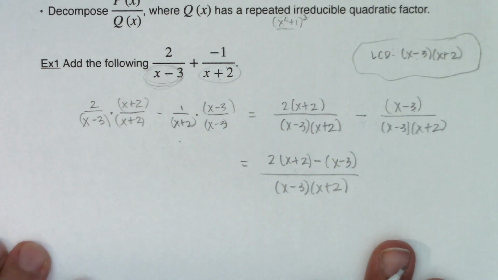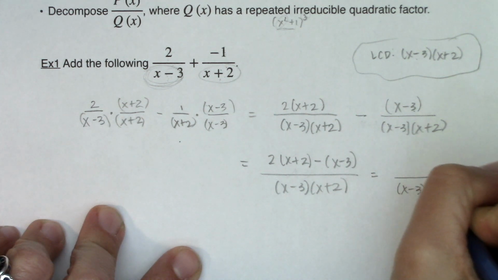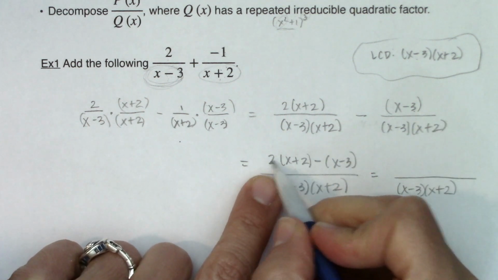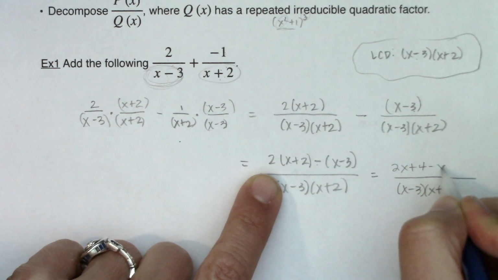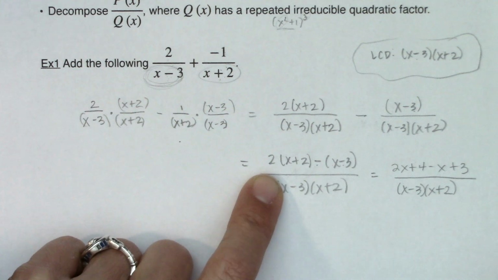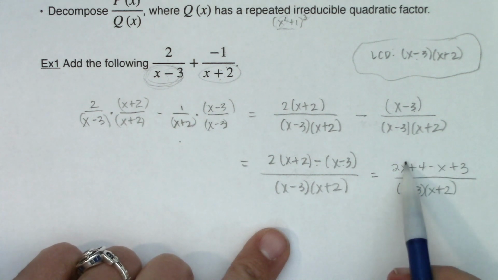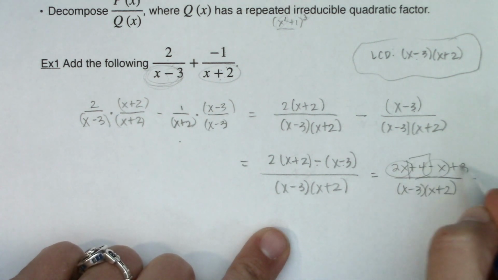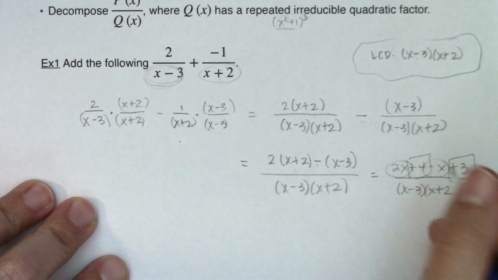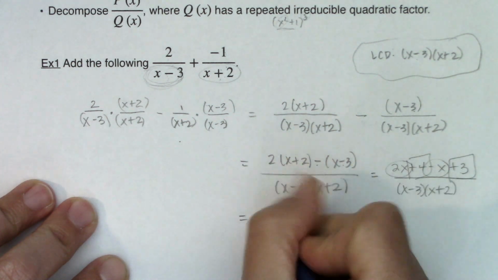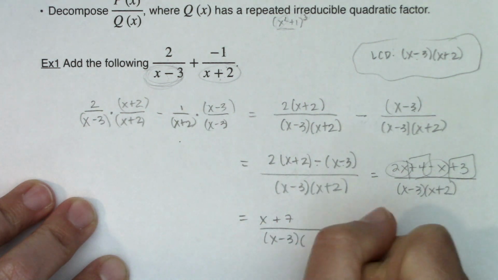Let me go ahead and continue with this. I'll keep my denominator of x minus 3 times x plus 2. Let's see what we get when I distribute. 2 times x is 2x. 2 times 2 is 4. Negative 1 times x is minus x. Negative 1 times negative 3 is plus 3. Then it's on me to simplify my numerator by collecting like terms. I can see an x and a minus x, and I see a 4 and a 3. So I'm going to add the linear terms together and add the constants together. 2x minus x is x. 4 plus 3 is 7. And I keep that denominator of x minus 3 times x plus 2.